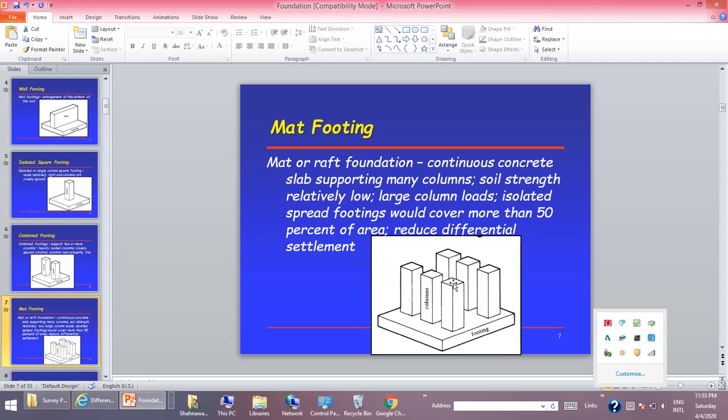If it is in one direction, then it will be a combined footing, because here the direction is changing, in the x direction as well as the y direction.